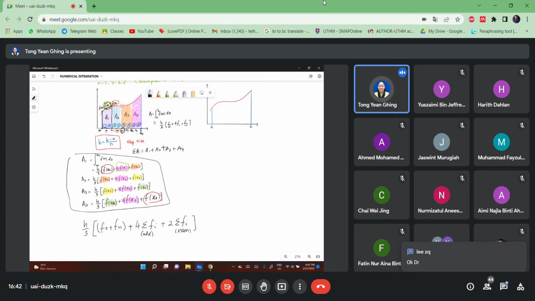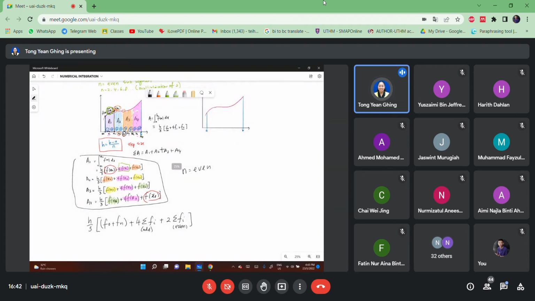Remember, if you want to use Simpson's one-third rule, n has to be even, must be an even number, a multiple of 2. If it is not an even number, we cannot solve using Simpson's one-third rule. Okay, maybe I try one example using Simpson's one-third rule, and we will use this formula to solve.